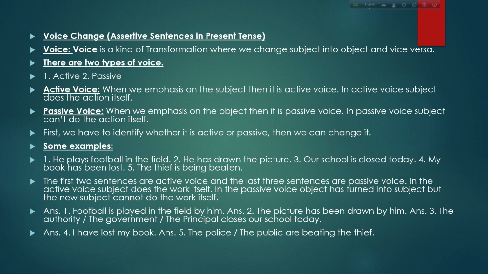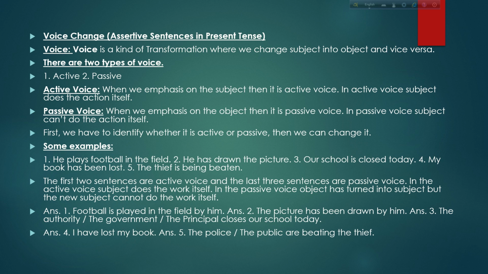First, we have to identify whether it is active or passive. Then we can change it. For example: He plays football in the field. He has drawn the picture. Our school is closed today. My book has been lost. The thief is being beaten. Here are 5 sentences. You have to change the voice. So the first 2 sentences are active voice, so you need to change them into passive. And the last 3 sentences are passive voice, so you need to change them into active.